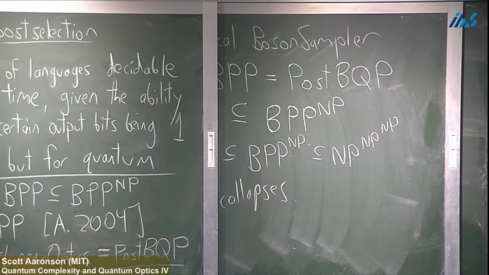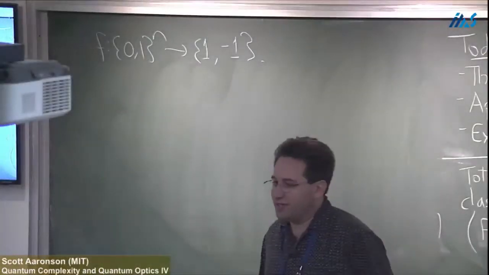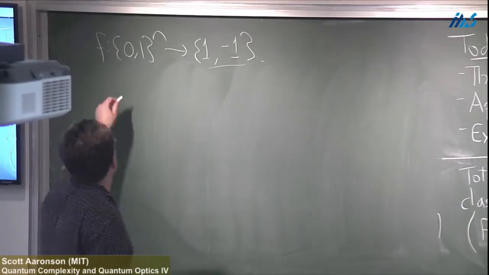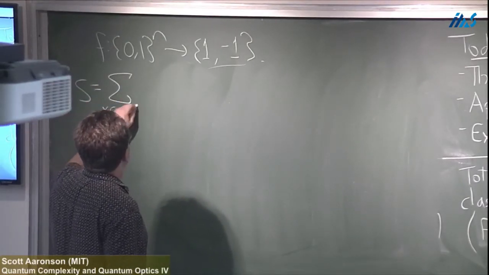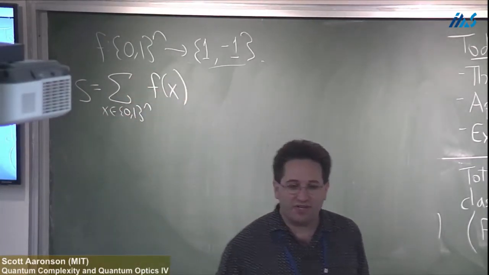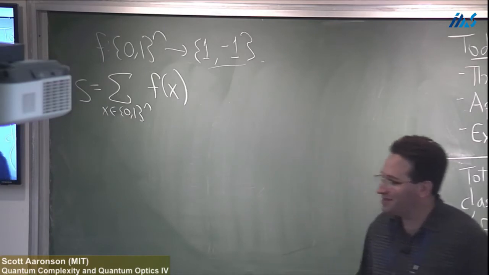So what you could do is start with some canonical sharp P problem. Let's say you're given a polynomial time algorithm that computes a Boolean function, mapping n-bit inputs to 1s and -1s, and you would like to compute a sum, which I'll call S, which is just the sum of f of x over all x's. This problem is clearly sharp P complete, just by the definition of sharp P, basically.